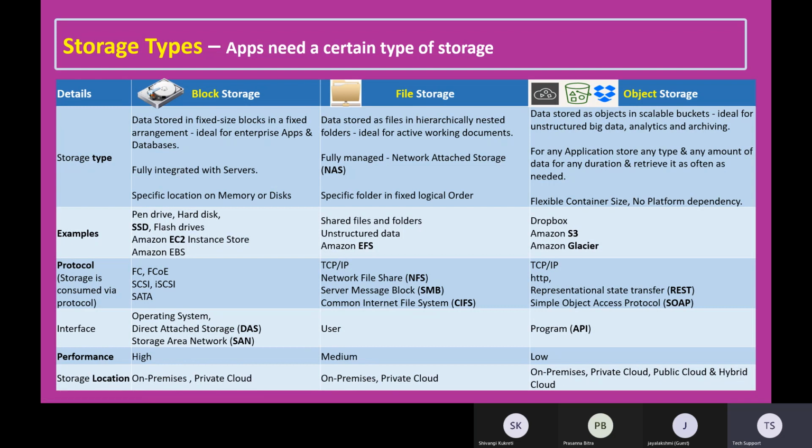On premises means even on our home systems we can use Google Drive, Dropbox, or OneDrive. These are all object storage that we can use anywhere. Not only on our home PCs, but even in the office on-premises environment, private cloud, and public cloud.